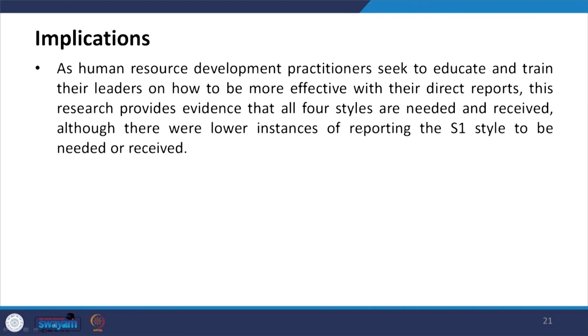Now, I would like to comment on this study. Here we are taking the survey method, and in the survey method we are asking about whether anybody requires the telling style or not. Naturally, the finding will be that nobody wants the telling or autocratic style; everybody wants the delegating style. So the findings in this particular paper are natural.